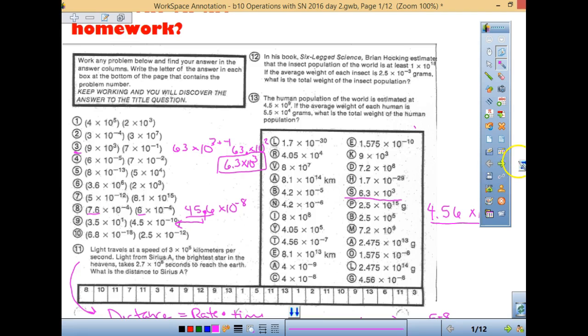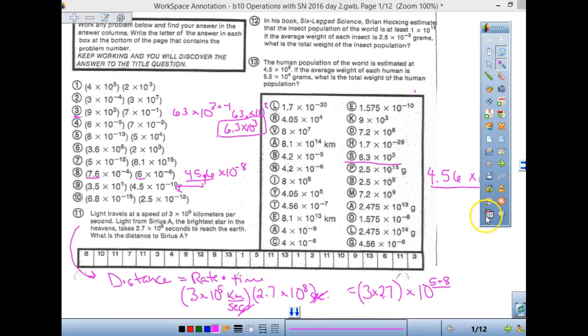Number 11. So in number 11, we were looking at showing this multiplication, which I had on the notes last week. So you had to take 3 times 2.7. What did you get when you took 3 times 2.7? I didn't do that. Okay, so grab a calculator. You want calculators for this stuff. Come prepared, have your stuff out. So you're going to multiply that. And then it should be times 10.